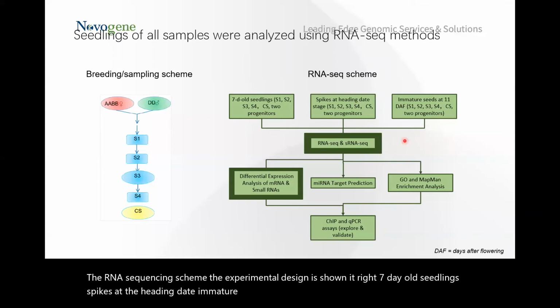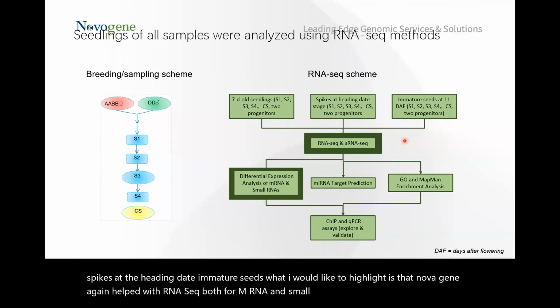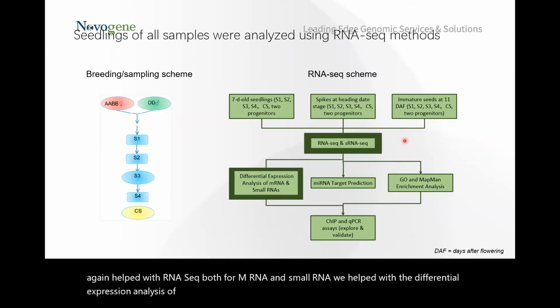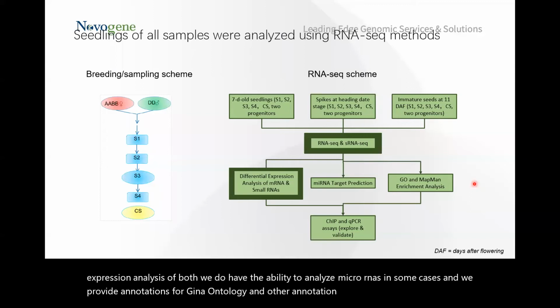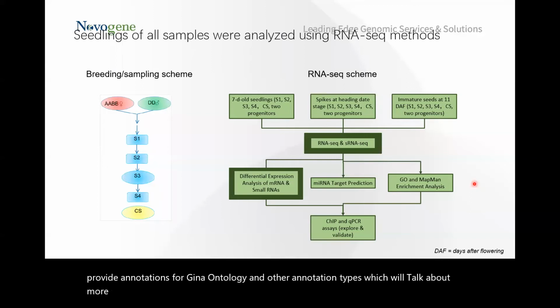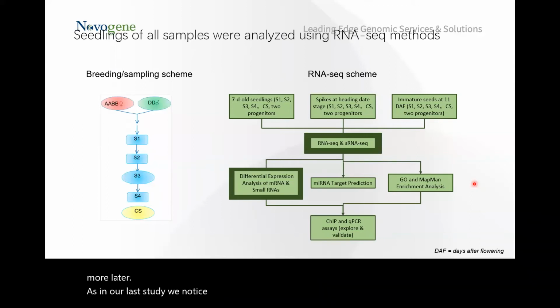What I would like to highlight is that Novogene again helped with RNA-Seq, both for mRNA and small RNA. We helped with the differential expression analysis of both. We do have the ability to analyze microRNAs in some cases, and we provide annotations for gene ontology and other annotation types, which we'll talk about more later. As in our last study, we noticed that ChIP and qPCR assays were explored and validated.